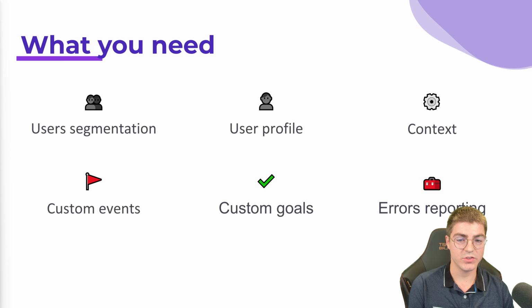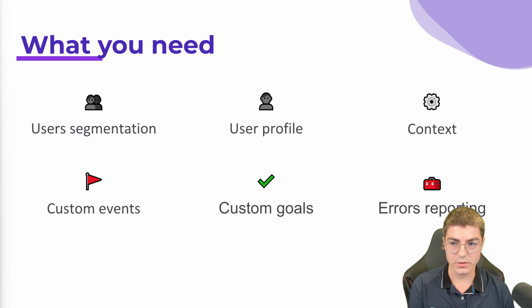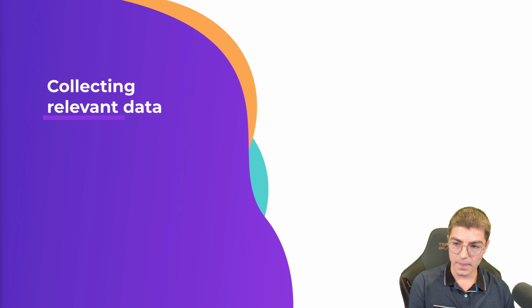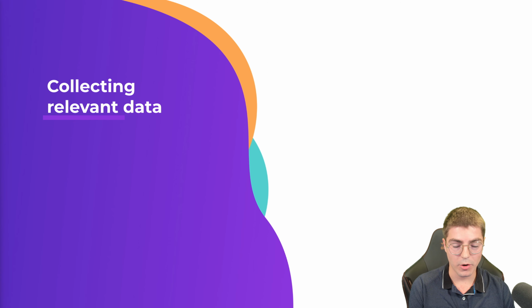You need user segmentation. You need a well-synced user profile to your SaaS. We need, again, to add more context to the data we collect. And we will be able to create custom events, custom goals, and we will see in the second part how to create a report of a JavaScript error that the user will find on your SaaS platform. The first part of this talk is about collecting relevant data, and in a second time we will see how to plot them in proper reports or directly in your SaaS platform.